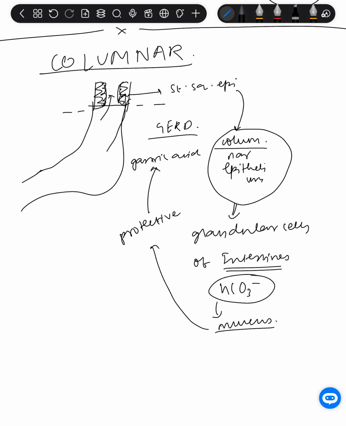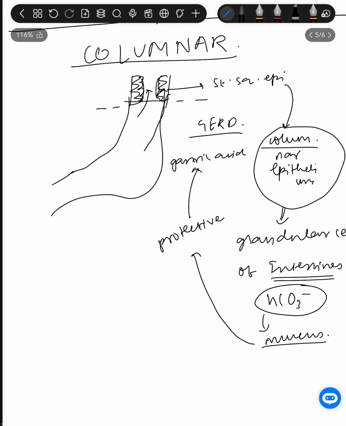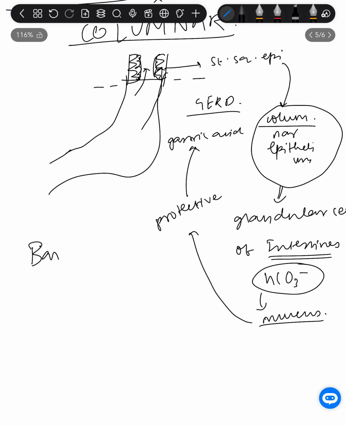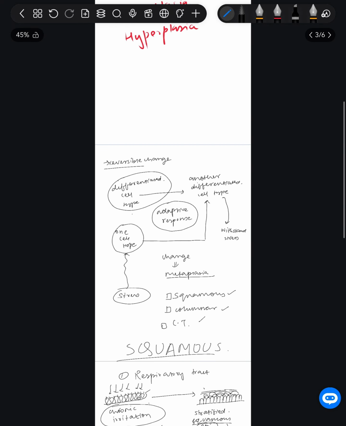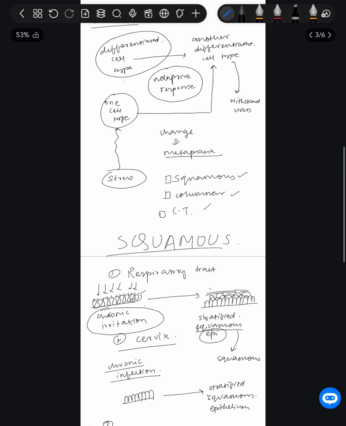This is one of the primary examples. Oh, I didn't write the name, I'll write it. Okay, this is Barrett's esophagus. Next, we will be going on to something called connective tissue metaplasia.